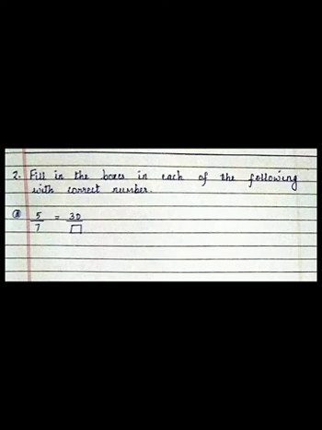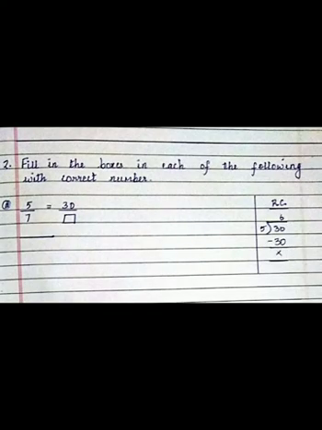First we will divide 30 by 5. We get the answer 6. So 5 into 6 is equal to 30. To make equivalent fractions, we need to multiply both the numbers, numerator and denominator, by the same number.